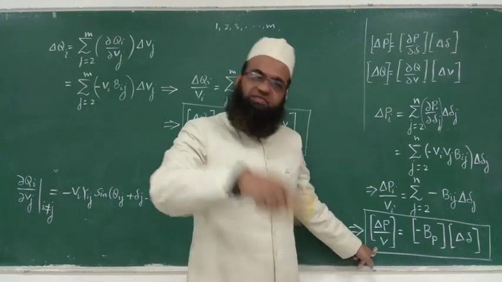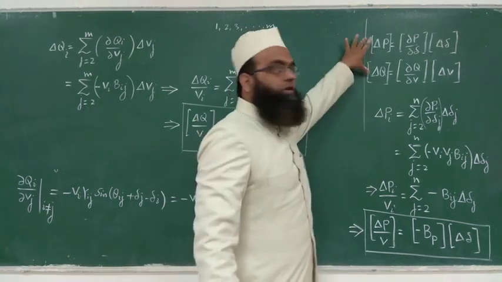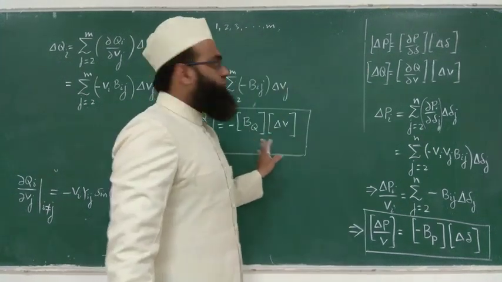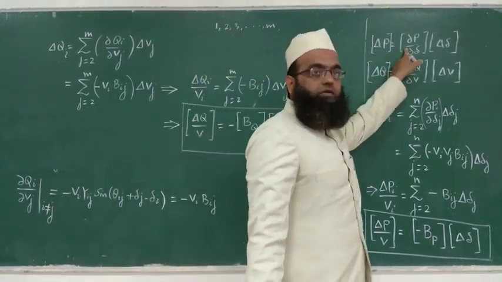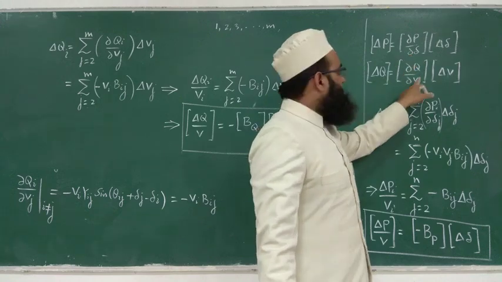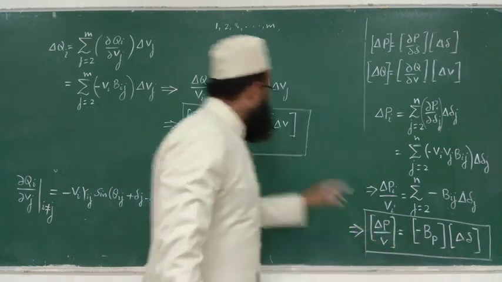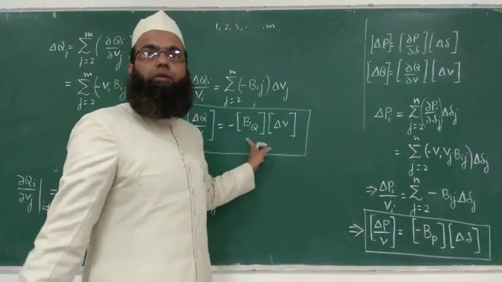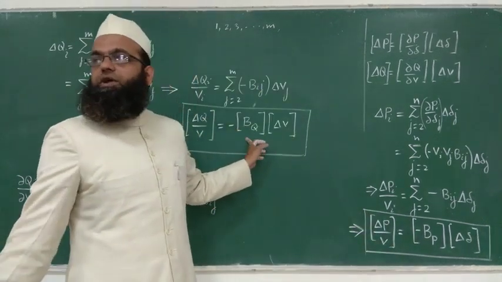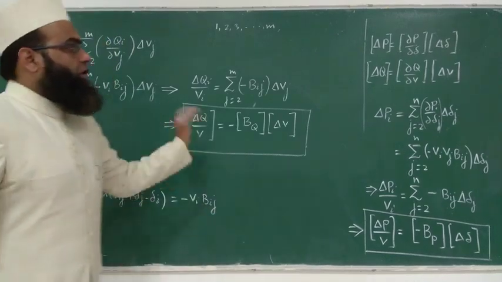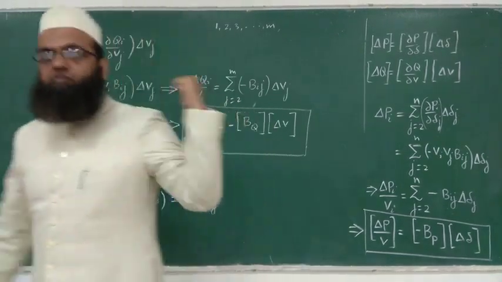And this is for fast decoupled load flow. These two are for decoupled load flow. These two are for fast decoupled load flow. So this matrix is not constant here. But the corresponding matrices, these two, are constant in fast decoupled load flow. Any other question?